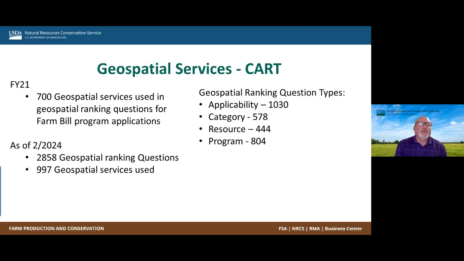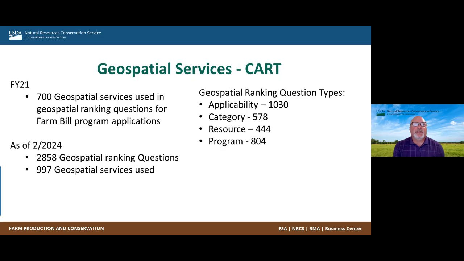And so in February of 2024, we took a snapshot and looked to see kind of what we have going on. We have 997 geospatial services being utilized today, and all of those should be underneath GeoPortal, where we house all of our information. There's 2,858 geospatial ranking questions as of February of this last year. So there may have been more that came up later on in the fiscal year, but that's how many we had at that point.